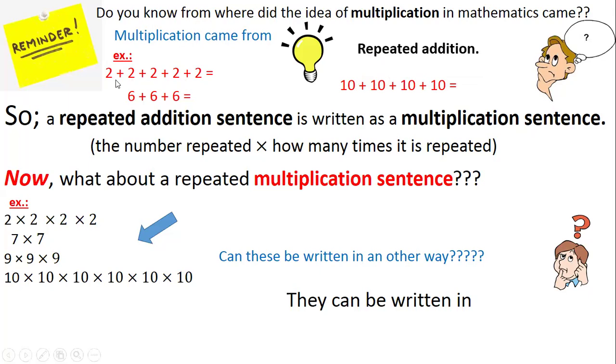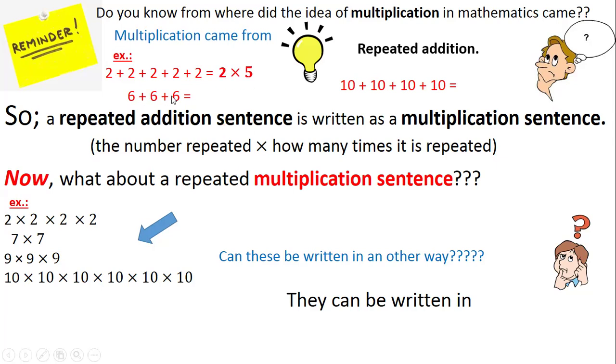After this, we can see that in this addition sentence, we are adding the same number many times. So we ask, what is the number added? It's 2. How many times are we adding 2? We are adding it 5 times. So we can write this addition sentence as a multiplication sentence, which is 2 times 5.